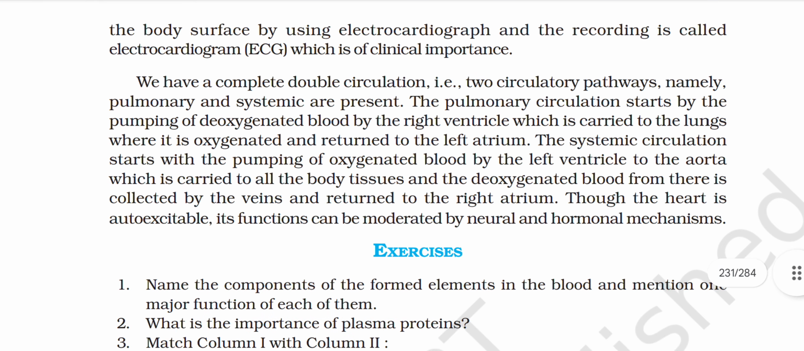We have a double circulation, that is, two circulatory pathways, namely pulmonary and systemic, are present. The pulmonary circulation starts by the pumping of the deoxygenated blood by the right ventricle to the lungs, where it gets oxygenated and returns to the left atrium by the pulmonary veins.